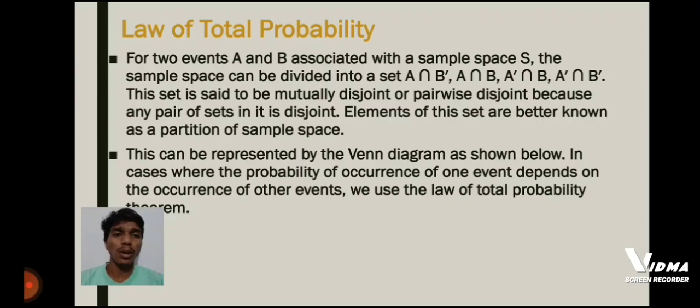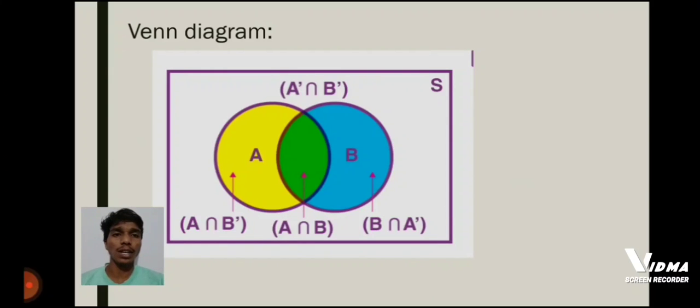In cases where the probability of occurrence of one event depends on the occurrence of another event, we use the law of total probability theorem. So when the probability of one event depends on the probability of another event, the law of total probability is used. This is the Venn diagram.